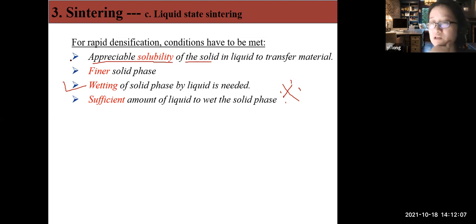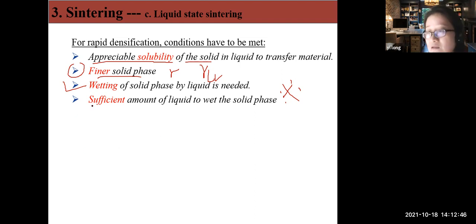Okay, and for the second one, the fine solid phase. Fine solid phase means when the particle radius R is smaller, because we didn't learn the equations, the capillary force, gamma LV, is again inversely proportional to R, but it doesn't matter since you haven't done it. Please just remember, if you have a smaller solid phase, the capillary force will actually be larger. Once it's larger, this capillary force will bring the particles in much faster. So this is the second one.